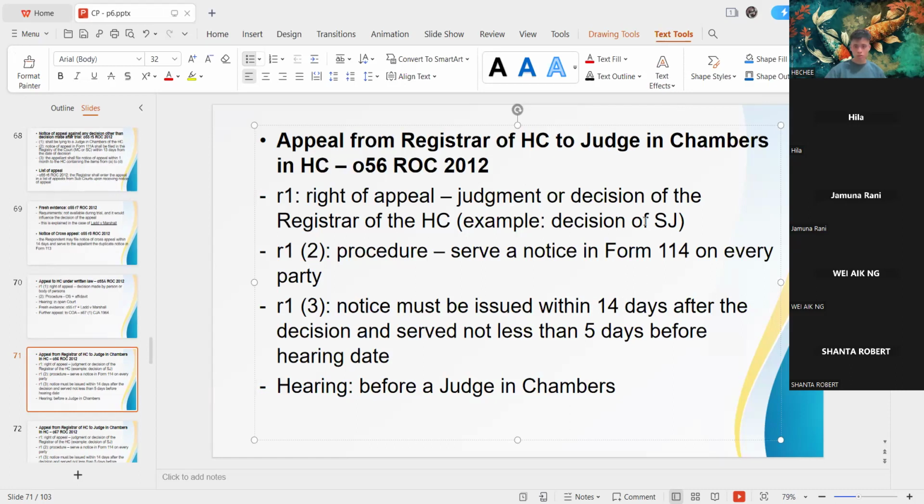That's why if you are appealing against the decision made by the registrar, like a decision in summary judgment, Order 56 applies. So the procedure is you serve a notice on every party in Form 114 under Order 56 Rule 1, and then sub 2. Sub 3 says that the notice must be issued within 14 days and served not less than 5 days before the hearing date. And the hearing is before a judge in chambers.